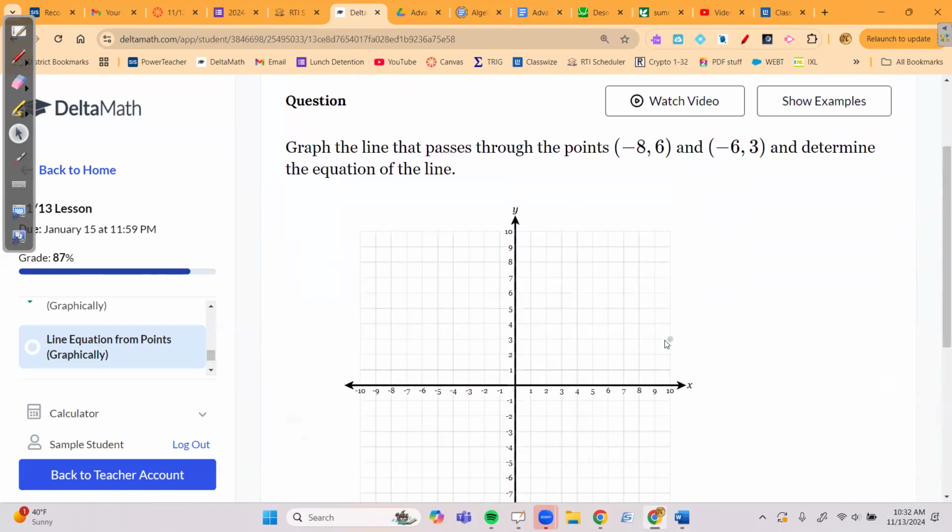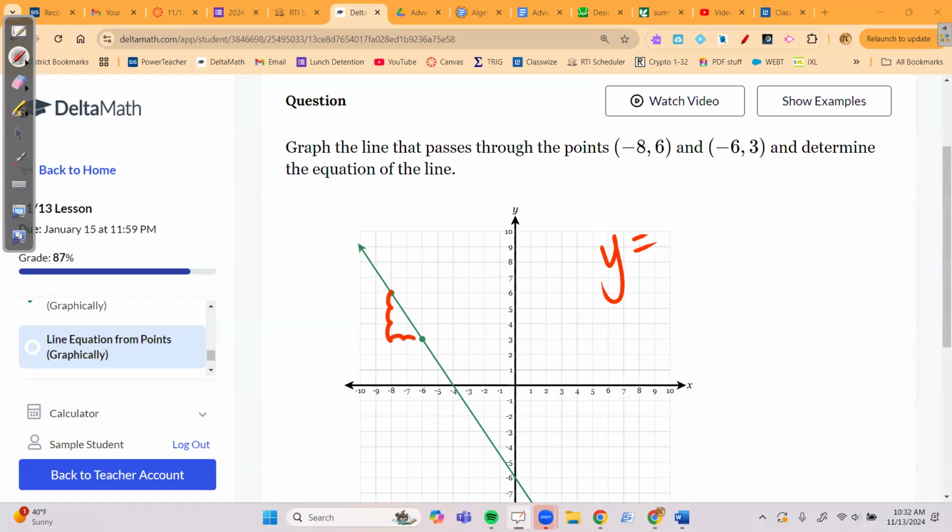So maybe 2. How do I get to -8, 6? Left 8, up 6. Boom, go clicky click. How do I get to -6, 3? Left 6, up 3. Clicky click. And again, everything I need is right in front of me. So the first thing I need is the slope, because when I start writing my equation, I go like this, y equals, and I get stuck. So what is the slope of that line?